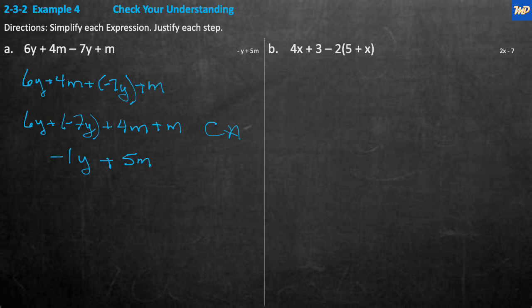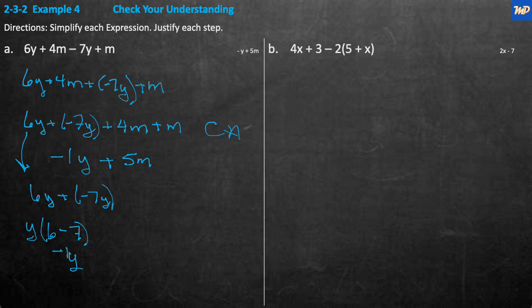Okay? So at this point we also could have looked at this a little differently. We could have taken the 6 and the 7, and taken this down here. We could have said 6y plus the quantity negative 7y is the same as saying, we can take the y out. We can say y times 6 minus 7. And then y times 6 minus 7 would be negative 1. So now you have negative 1y.